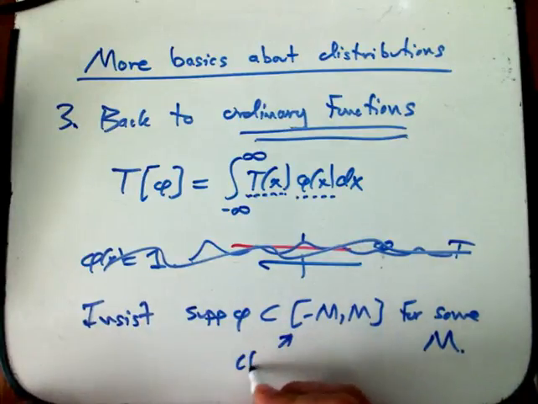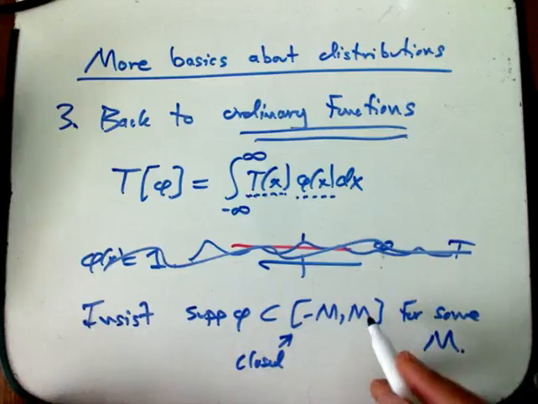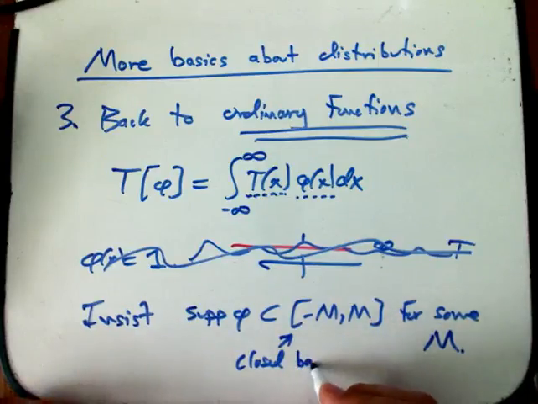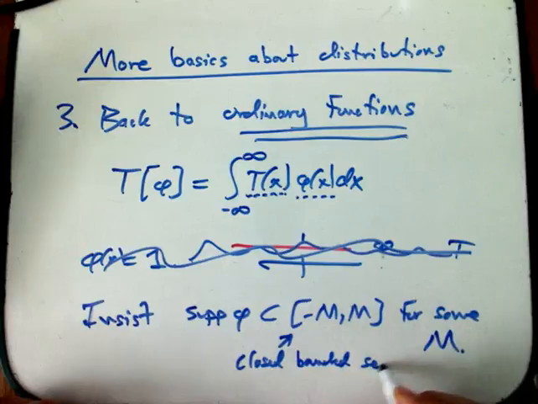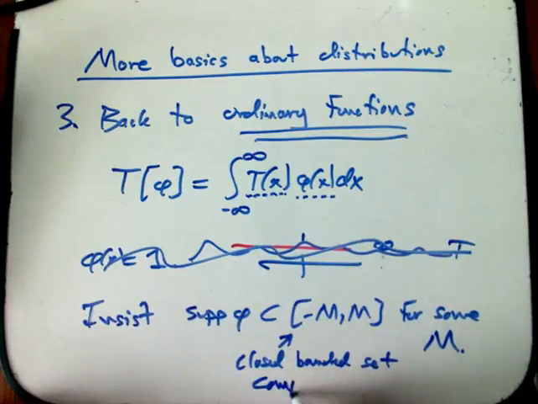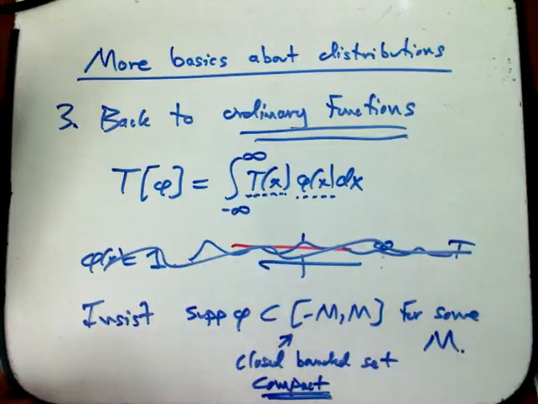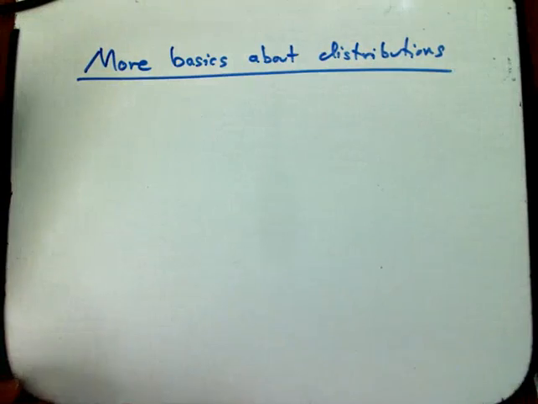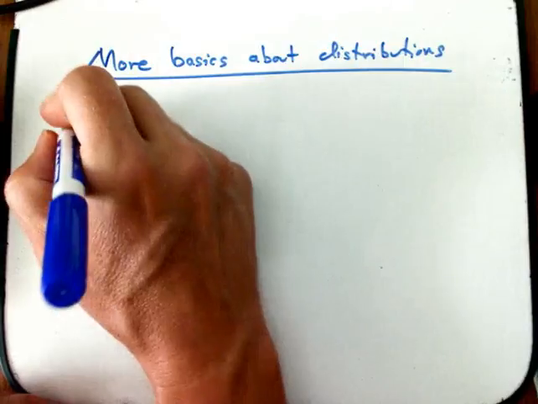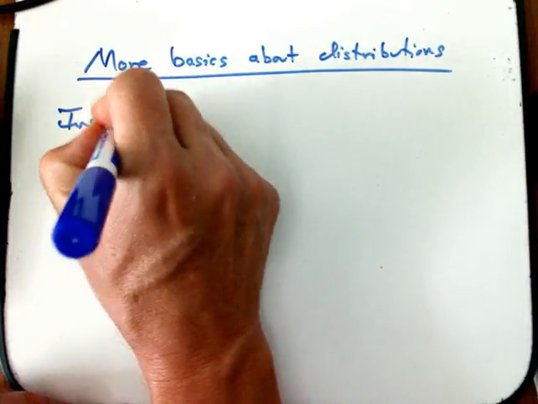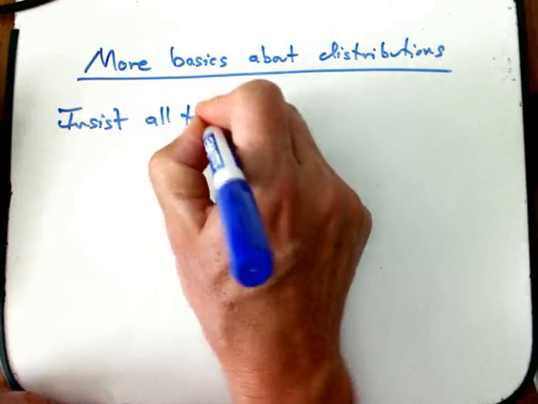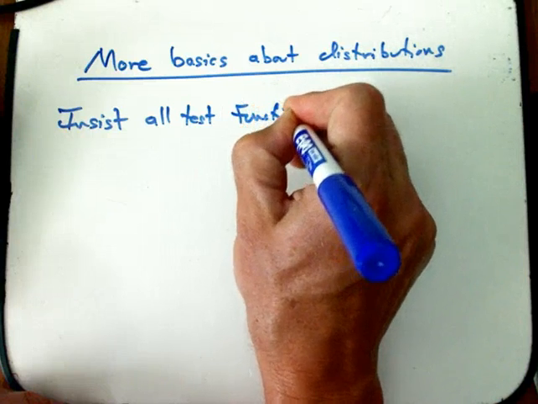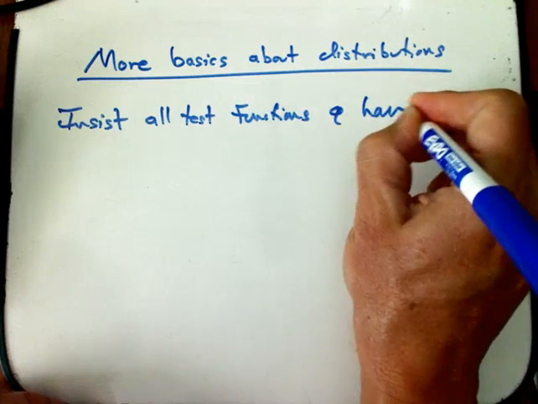So this is a closed, the closed isn't super important right now, but bounded is super important. A closed bounded subset of the reals, and that's called a compact subset. Okay. And so we're going to insist that the phi has compact support, which just means that it vanishes outside some finite interval. And we'll see later more generalized versions of compactness and that kind of thing. So we insist, let me just write it one more time, insist that all test functions, for now, phi, have compact support.